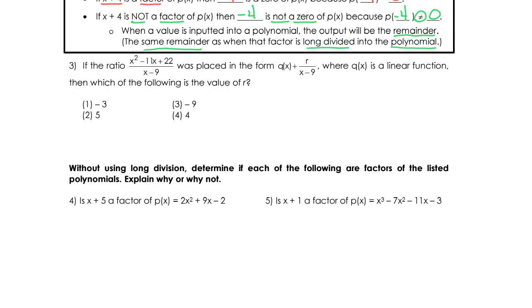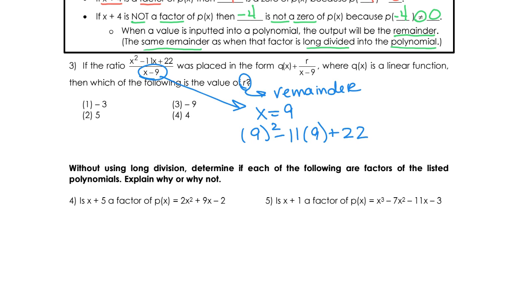It says if the ratio was placed in the form where q of x is a linear function, then which of the following is the value of r? So remember r, they want to know what the remainder is. So we have two options. We could long divide, or we can take x minus 9, turn it into x equals positive 9. And we can take our polynomial and replace all the x's with 9.